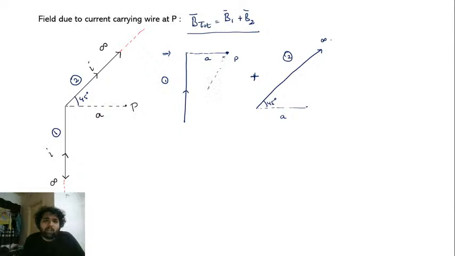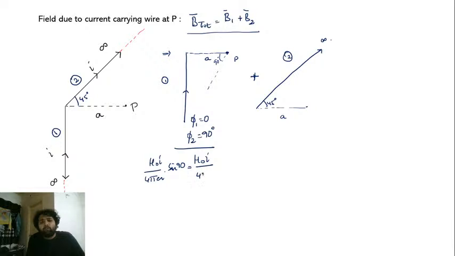We know the value for this. One value is coming from 90 degrees. So we know phi 1 is 0, but phi 2 is below, right? And it is equal to 90 degrees. So इसमें क्या आ जाएगा? mu naught I by 4 pi a into sine 0 plus sine 90, which is just mu naught I by 4 pi a. This is the first, due to wire 1.